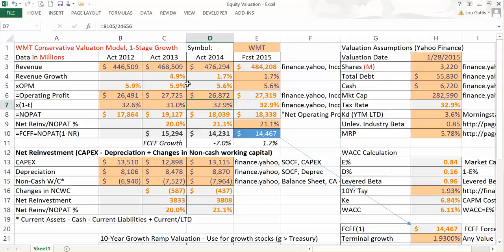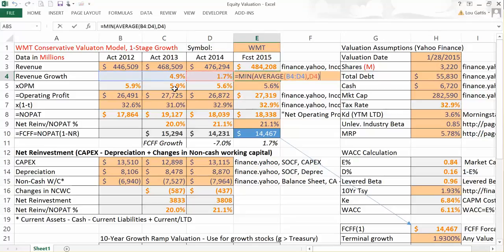And then I make some calculations. This color cell here means calculations. So the calculations are my revenue, 3 years of actuals. 2013 grew at 4.9%. 2014 grew at 1.7%. I'm just going to use a simple formula here.